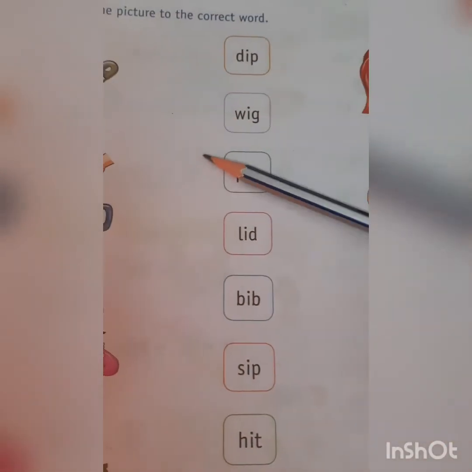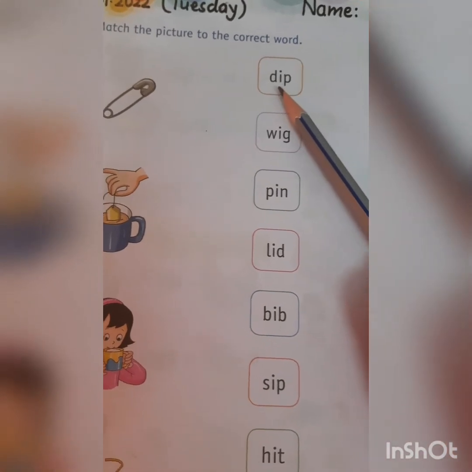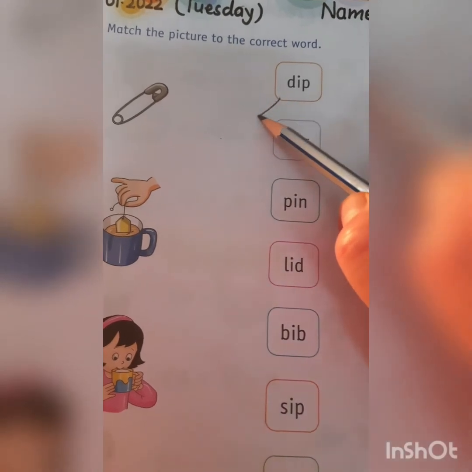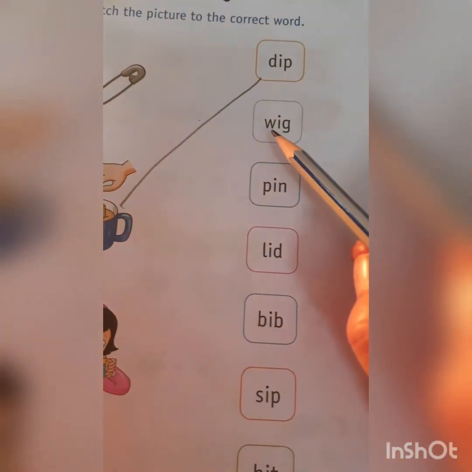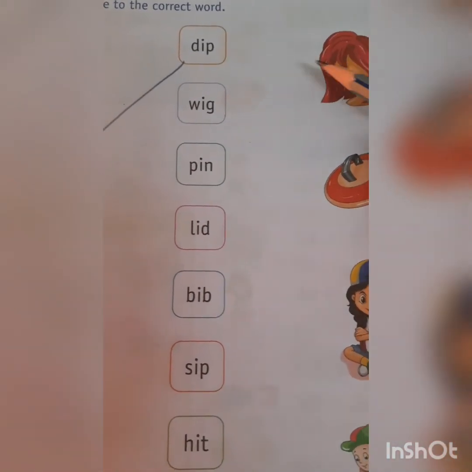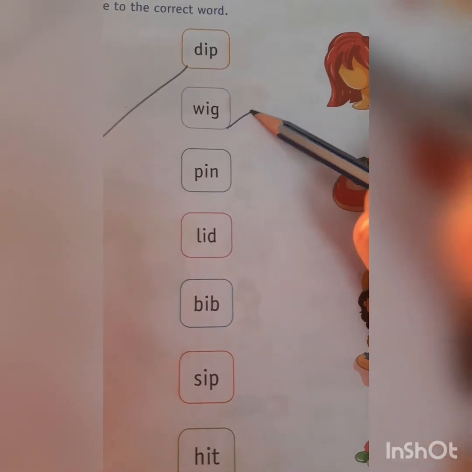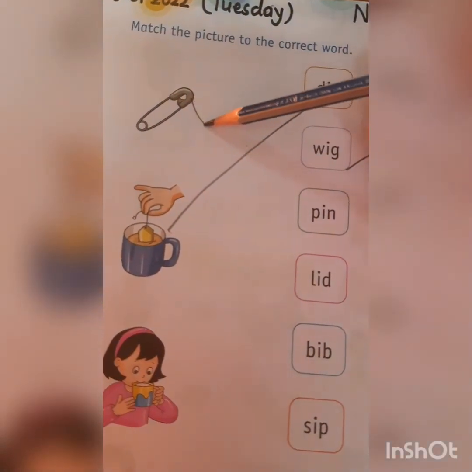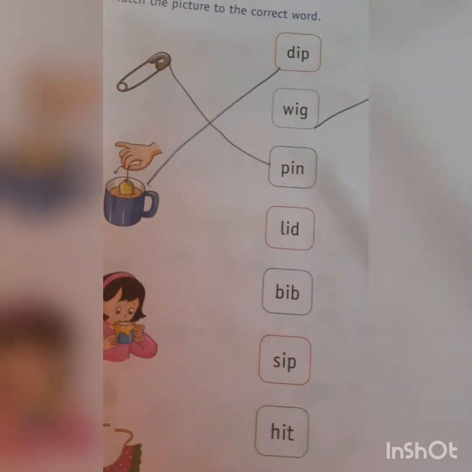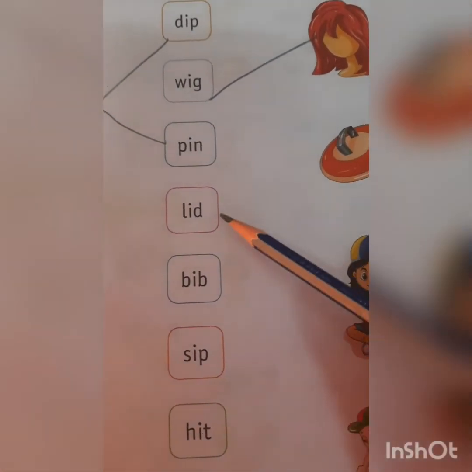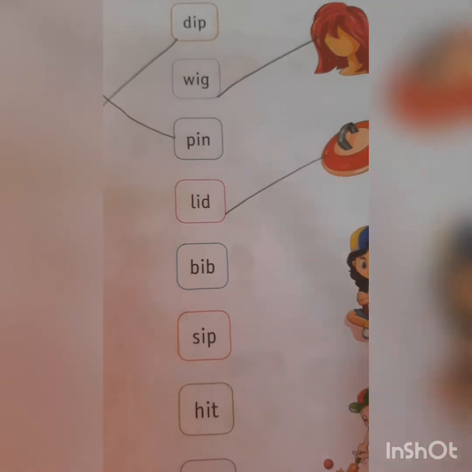Now children, we have to read the words. Ip, dip. So match word with the picture. Dip. And next word is wig. Wig. Now match with the picture. Next word is pin. Pin. So match picture with the word. Correct word. The next word is lid. Lid. So this is a lid. So match with the picture.